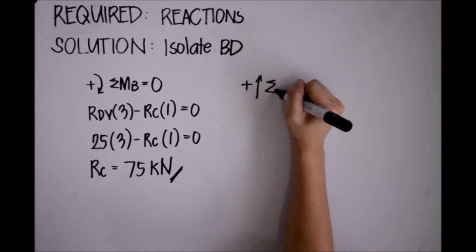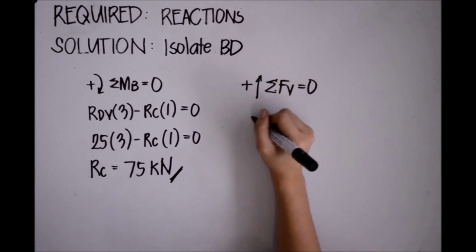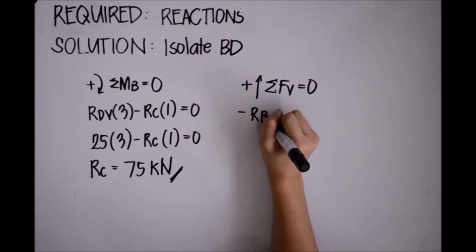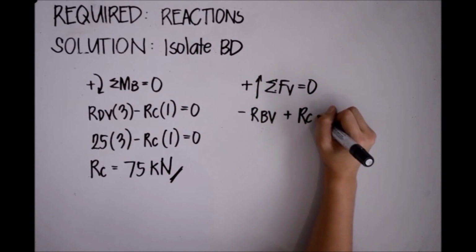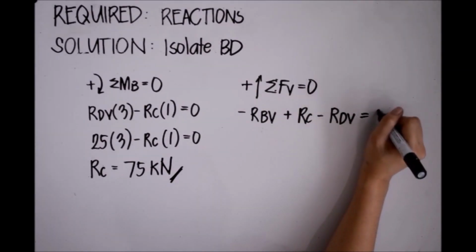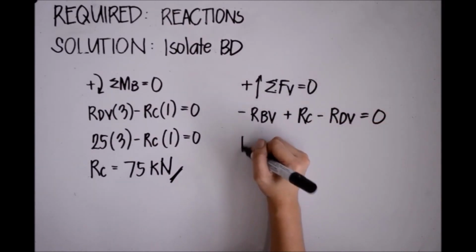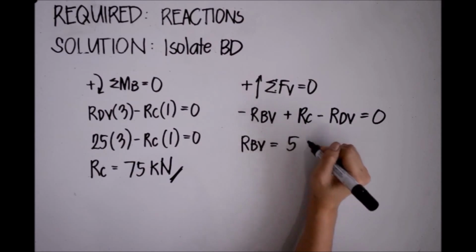By summation of vertical forces equal to 0, we have negative RBV plus RC minus RdV is equal to 0. We will have the vertical reaction at B, which is 50 kilonewtons.